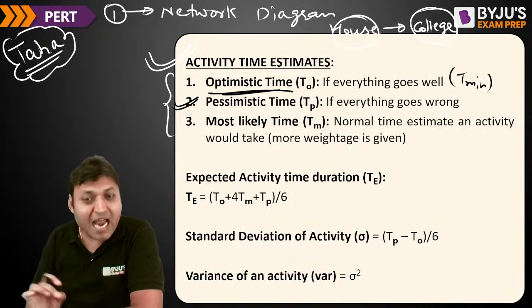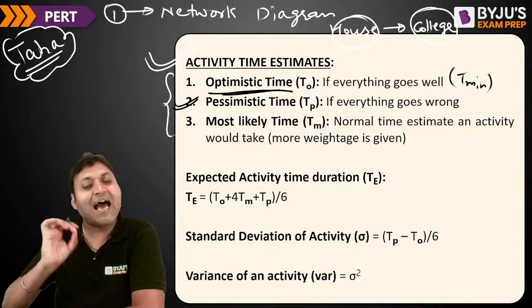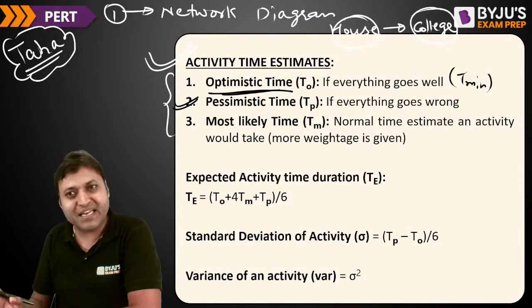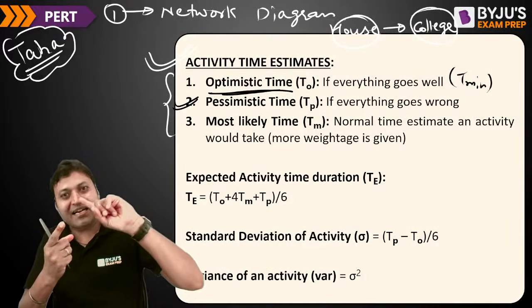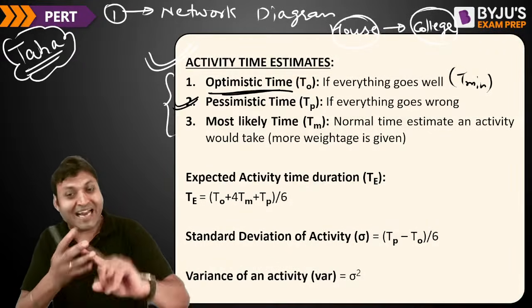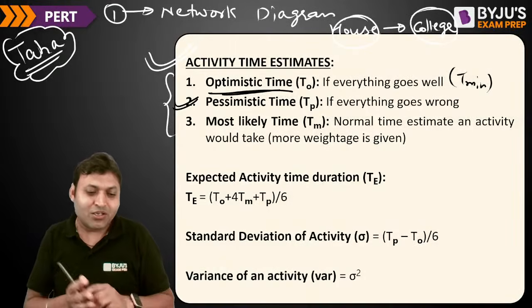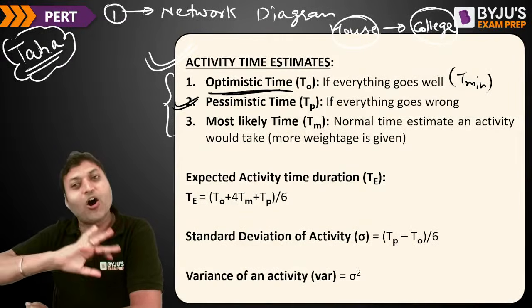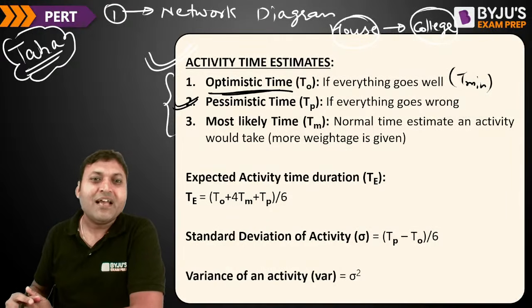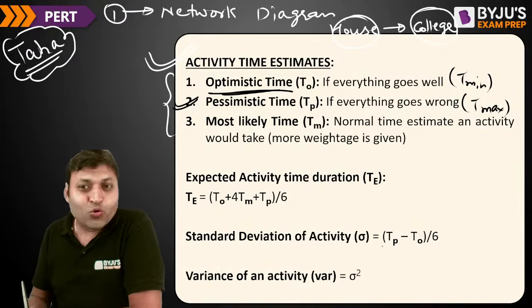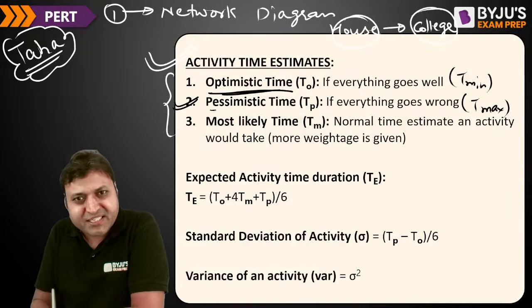What is the pessimistic time? Pessimistic time is the time taken by an activity when it is facing all the possible hurdles, when everything goes wrong: you are getting traffic, there is an accident on the road, there is a red light, and you are caught by the traffic police also. If all types of hurdles are there in the activity, then you will have the maximum time to complete the particular activity. That is called the pessimistic time.